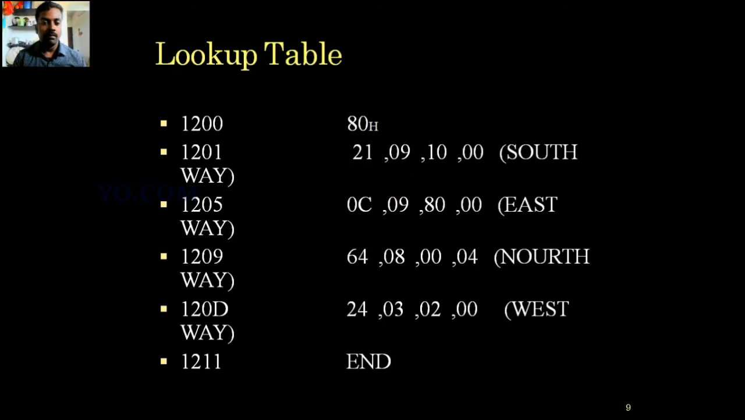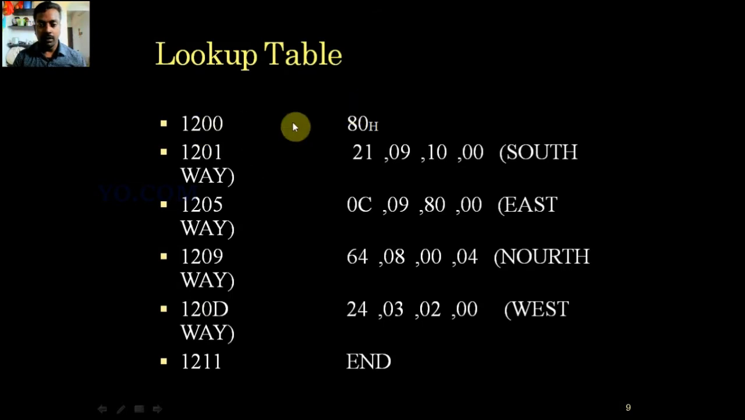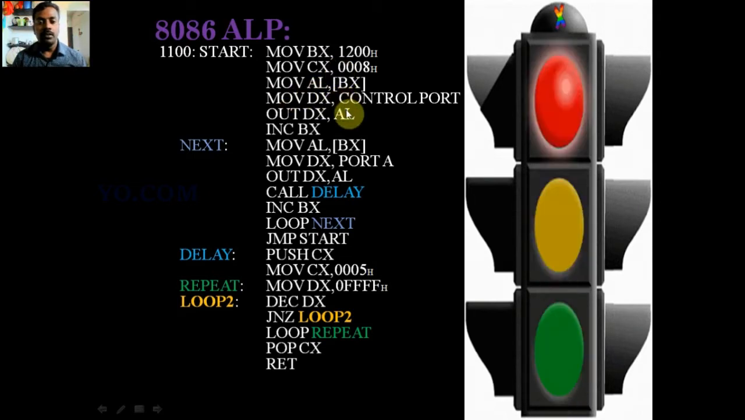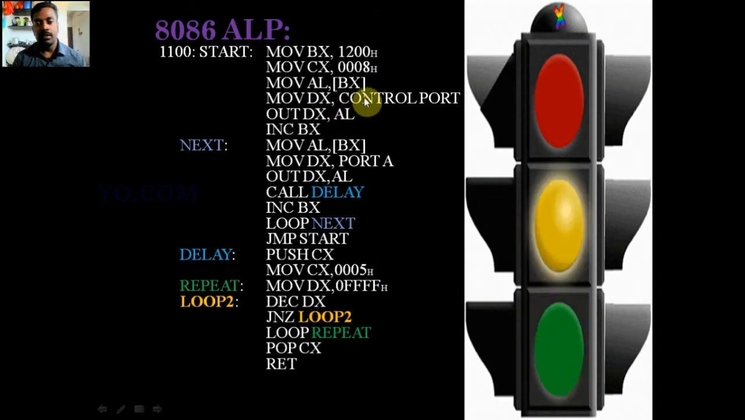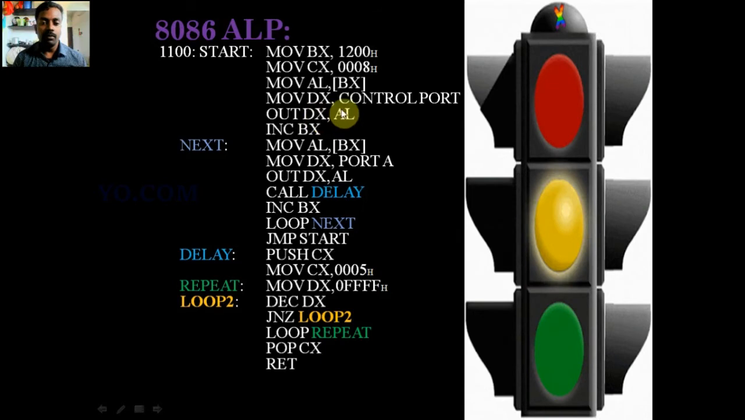These values are loaded into the BX register. Initially at 1200 we have 80, which is the control word of the 8255. This control word indicates that port A and port B act as output ports. That is loaded initially into the BX register, then moved to AL. After that it is sent out to the control port, which is assigned to the DX register. So the 8255 receives the value 80 from the accumulator.